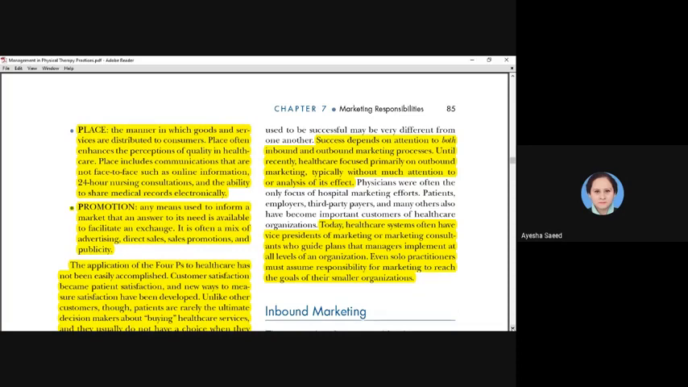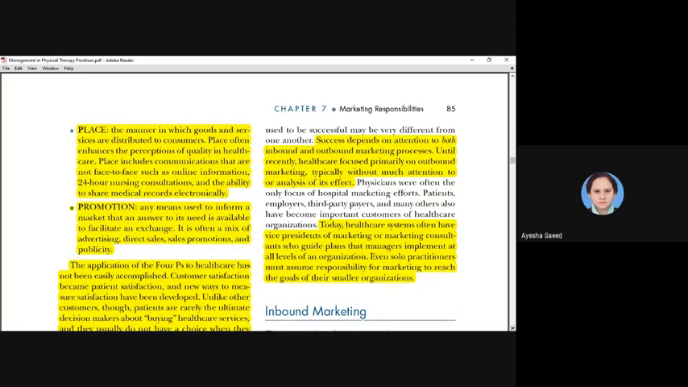Promotion: any means used to inform a market that an answer to its needs is available, to facilitate an exchange. It is often a mix of advertising, direct sales, sales promotion, and publicity. So promotion is actually the marketing where you let the people know where your product is available, what your product is, what place it is available, and what it is going to cost the customer.